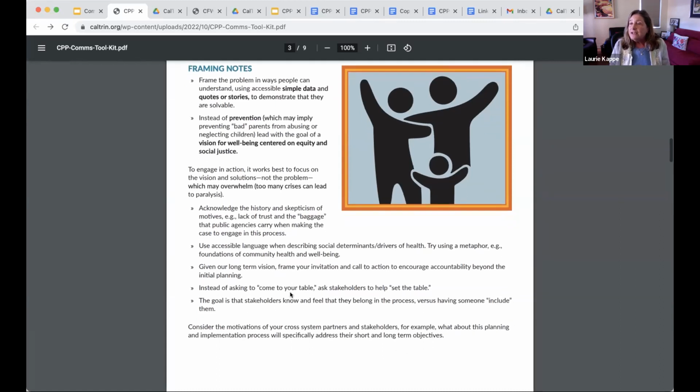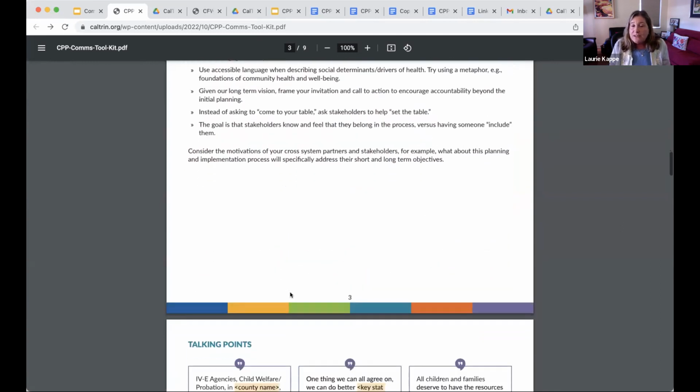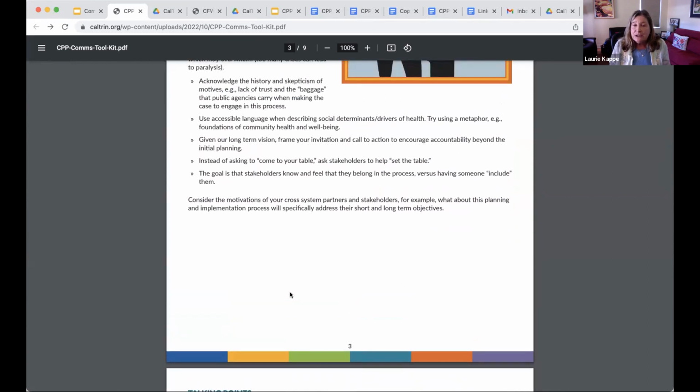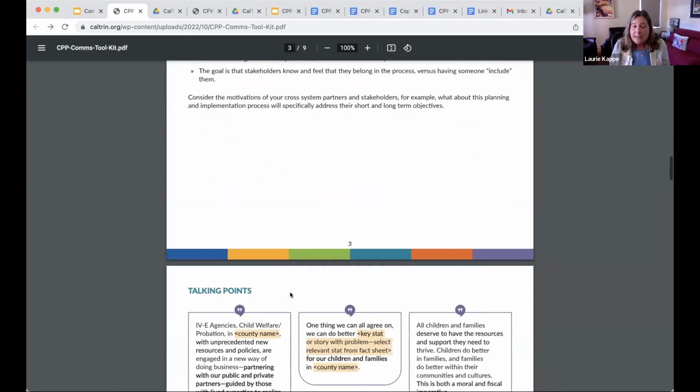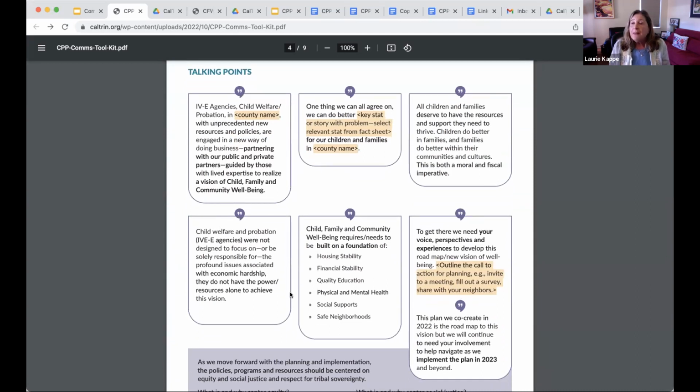And that might mean that you're going out into the community, going to community meetings that are happening versus asking people to come to your offices. So the goal is for folks to feel actually included. Okay, keep going now, thank you. So now we've provided for you some talking points.